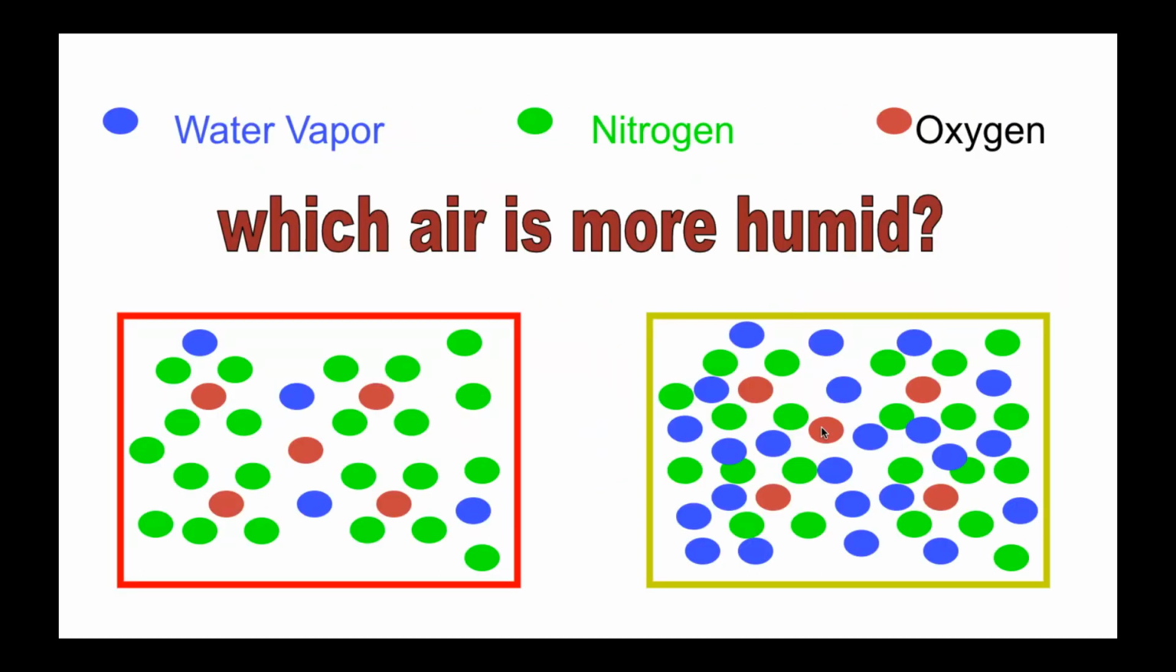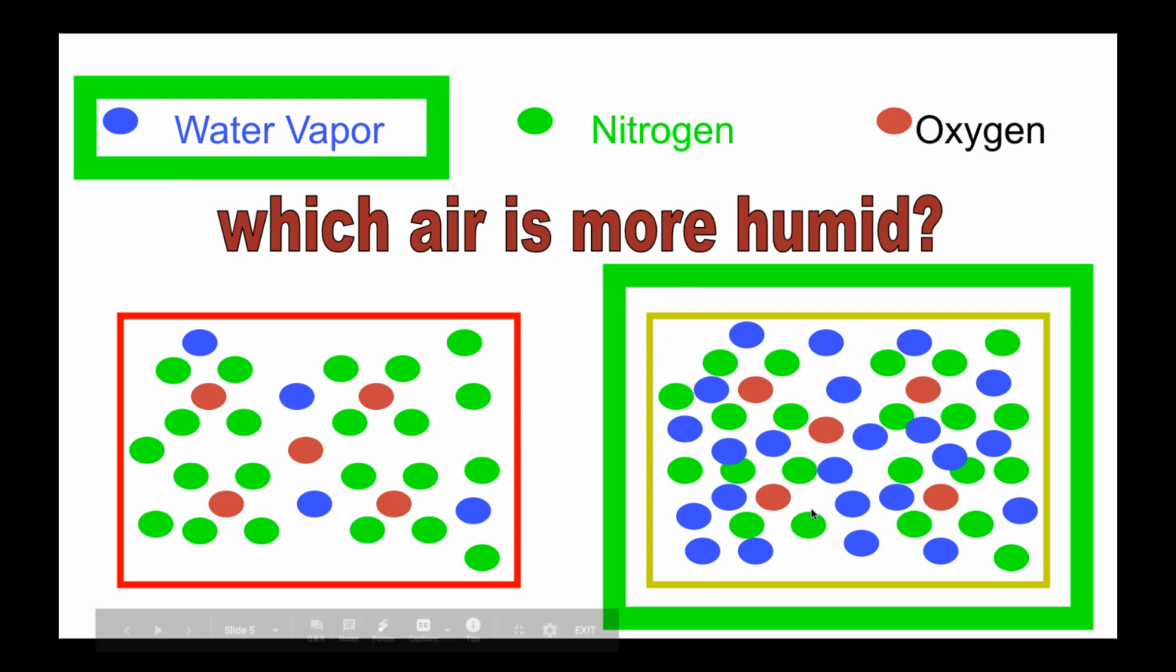So let's look at another example. We have two images down below that contain air and water vapor. Now you guys remember from the atmosphere unit that air is 78% nitrogen and 21% oxygen. So both of these boxes have nitrogen and oxygen. We want to answer the question, which air is more humid? This air has 4 circles that represent water vapor, and this one has many, many more circles representing water vapor. So this box on the right is more humid because there's more water in the air.